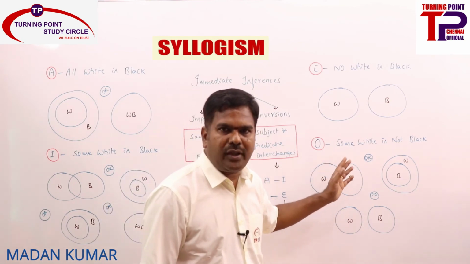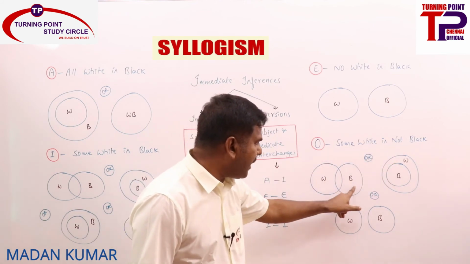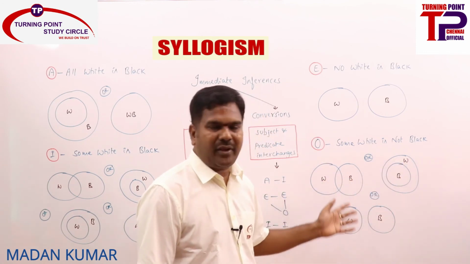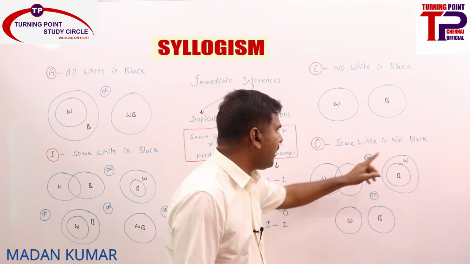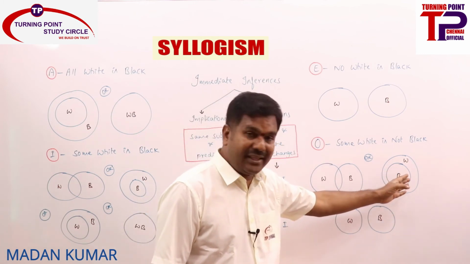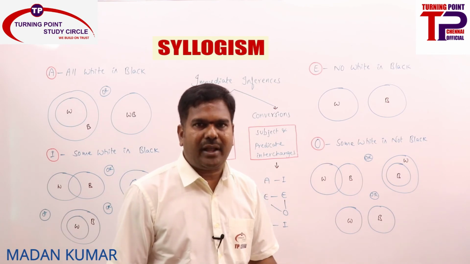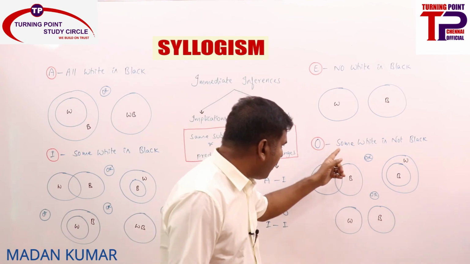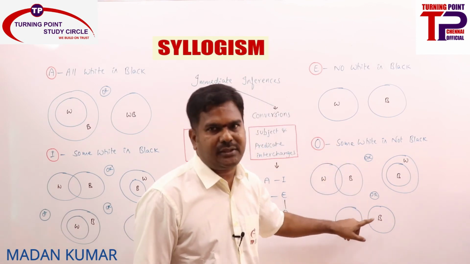Now we must see whether O is implied by A statement. What is A statement, ma? All white is black. Is it true? No. Here also not true. If it fails in any one of the diagrams, no need to check other diagrams as well. Can we see conversion of A? All black is white. Is it true? No. Here also not true. Here it is true, but we should not consider only one Venn diagram. It must be true in all the Venn diagrams. Then only we need to consider. So O is not implied by A statement. O cannot be converted into A statement, right?